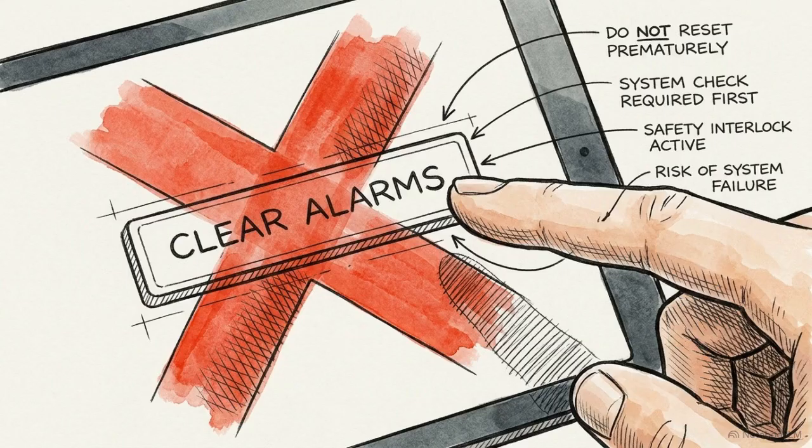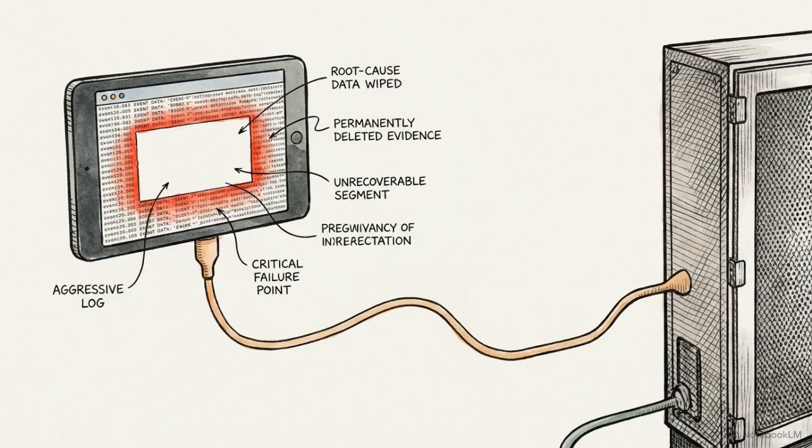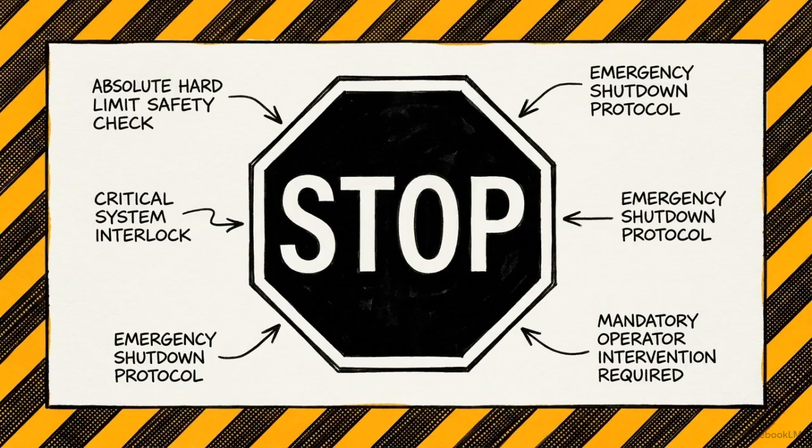Never prematurely clear alarms or reset statistics. You must record the evidentiary timeline and get authorization before wiping the very data you need to find the root cause. Finally, we reach the do not proceed safety checks.